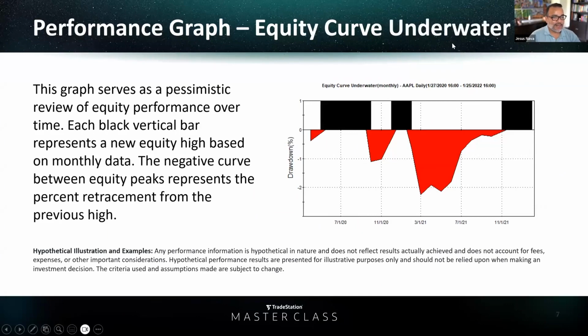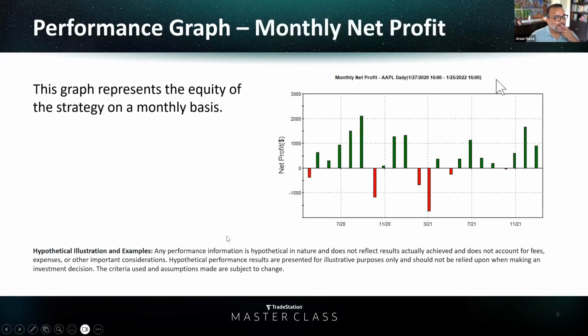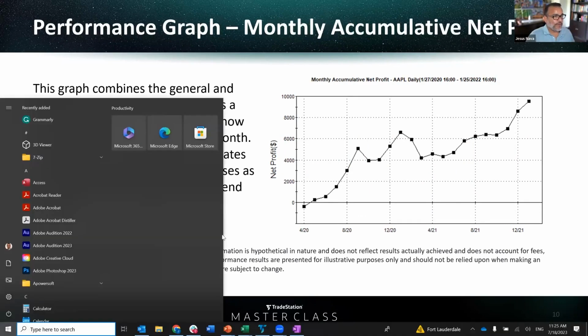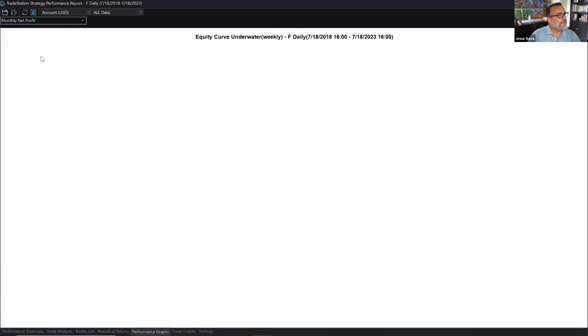So we looked at the equity curve underwater, and this is the equity curve underwater on a weekly time period. You can see that the definition here gives you a little bit more detail about what it does. Now let's take a look at performance graphs. We have a monthly, and then we have a monthly cumulative net profit. Let's take a look at those two right here on my TradeStation. All right, so we have a monthly net profit.